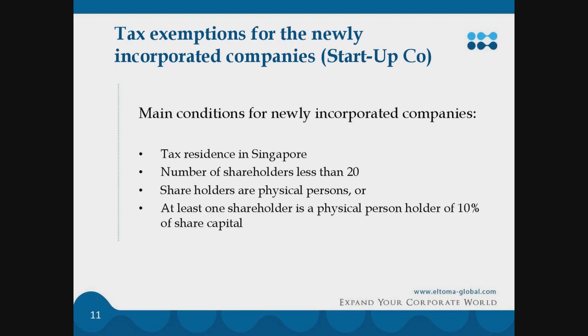We mentioned certain conditions for tax exemption for newly incorporated companies. The main conditions for newly incorporated companies are tax residence in Singapore. The number of shareholders in such a company should be less than 20. Shareholders should be physical persons, or at least one shareholder is a physical person holding 10% of the share capital of such a company.